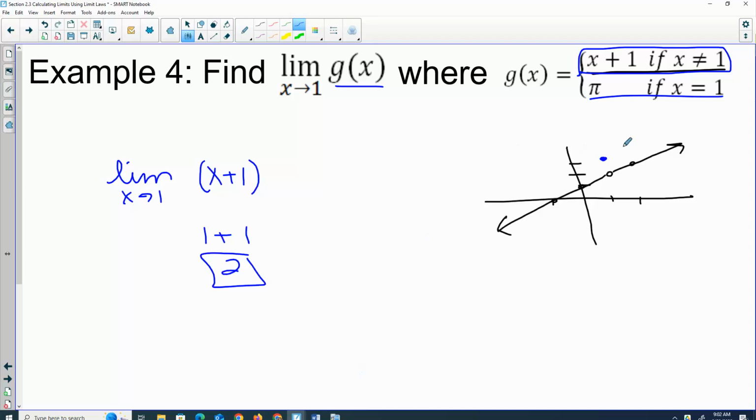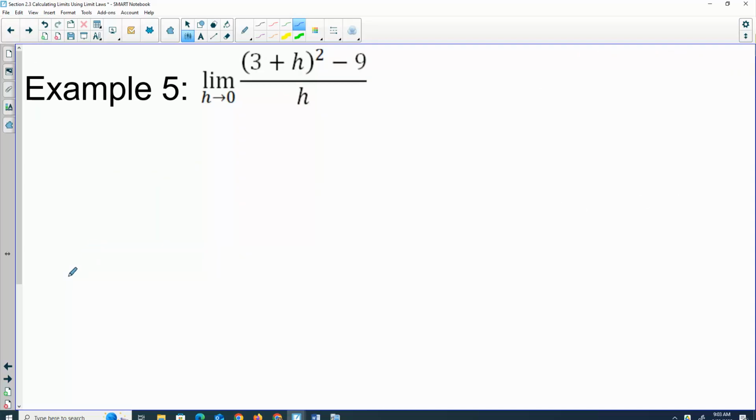So we can use the graph to support it, but if you caught that, the only time you get this pi is if you're equal to 1. Limit doesn't care what happens at the point, just as we approach it. Let's try this one.